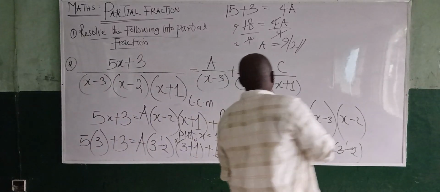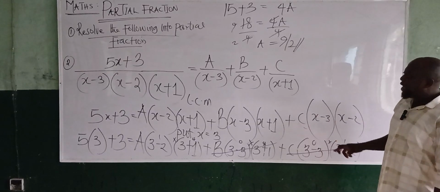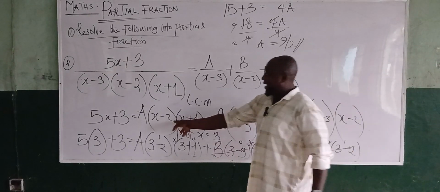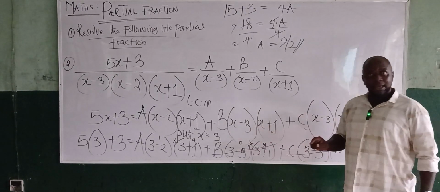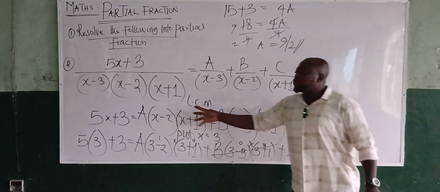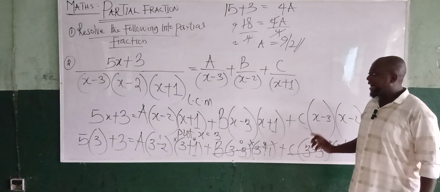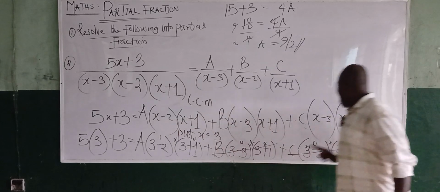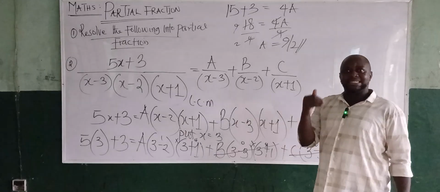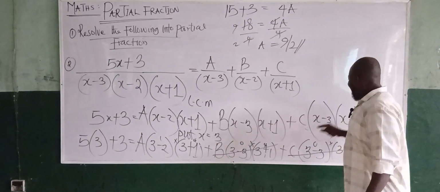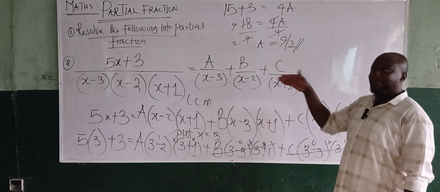Now, the next thing we are going to do again, remember I've gotten A by making B and C 0. Now I want to get B. What do I check out? I will go to A and C and find the common factor there. Observe, we have x minus 2 here. Observe, we have x minus 2 in C. So because there is x minus 2 in A and C, I'm going to make x minus 2 equal to 0 for me to get my B.